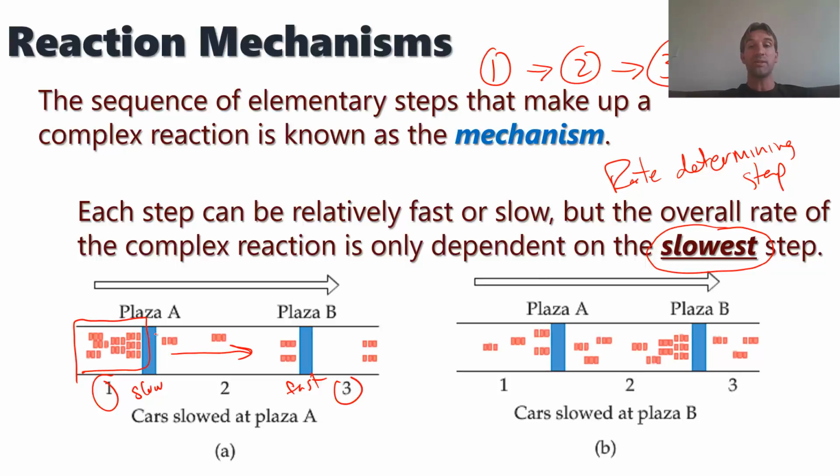If the second step, right here in Plaza B, is slower, notice that the pileup happens right there. Cars can quickly get from point 1 to point 2 because at Plaza A, we'd say that's the fast step. Once they reach Plaza B, the worker in that toll booth is working more slowly at processing cars and getting them across. So this is our slow step. And if I want to figure out how quickly cars can travel from point 1 to point 3, I focus on the step at Plaza B.